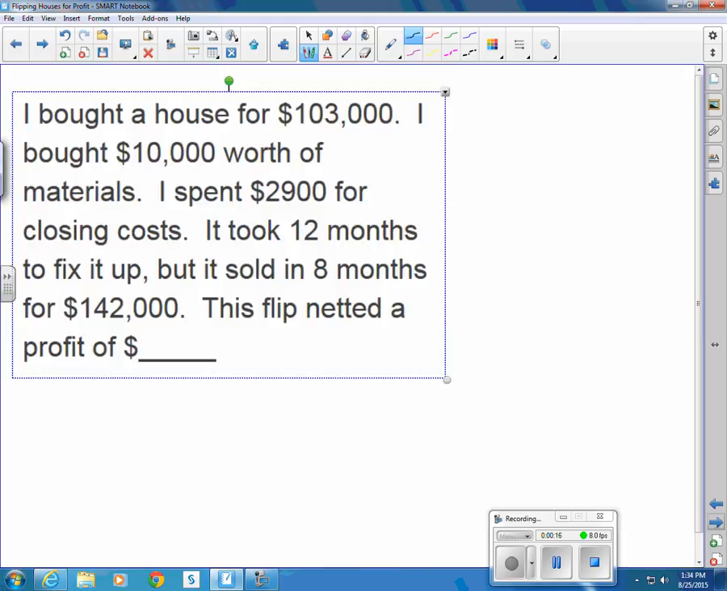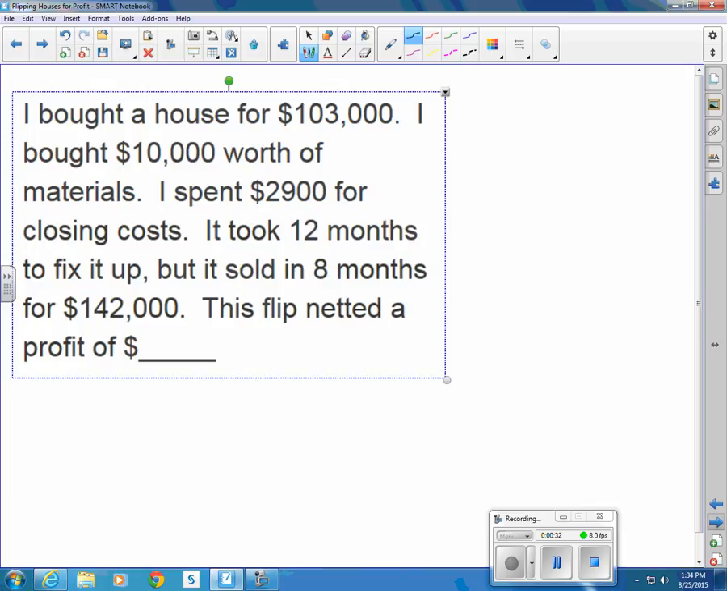So let's say I bought a house for $103,000. I bought $10,000 worth of materials. I spent $2,900 for closing costs. That's money that you spend setting up the mortgage with the bank.